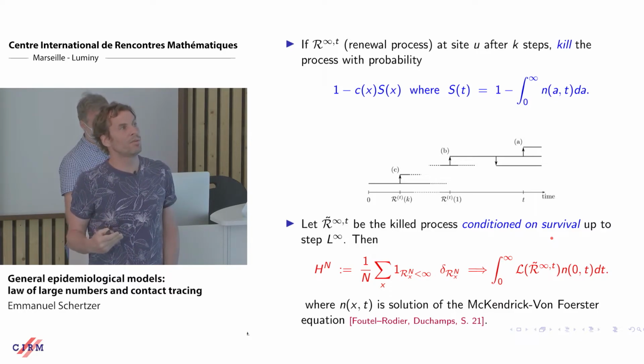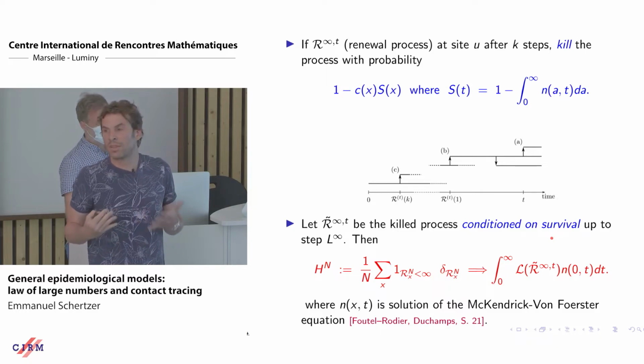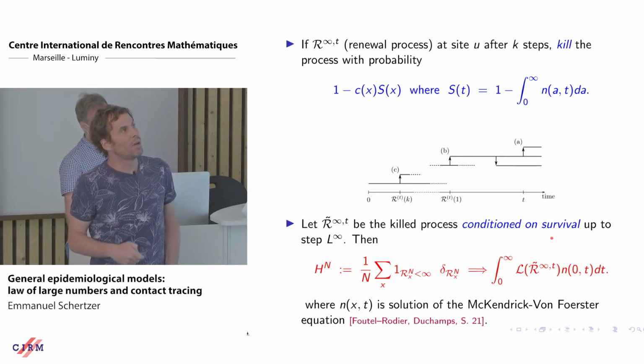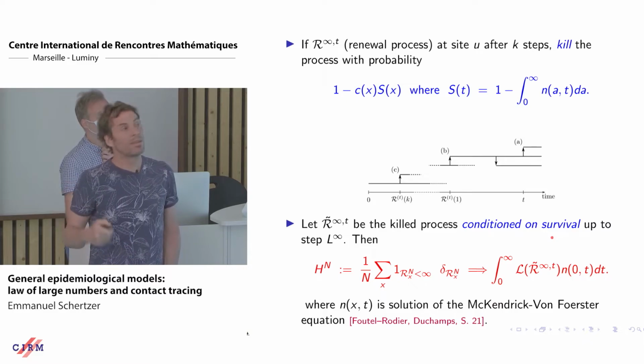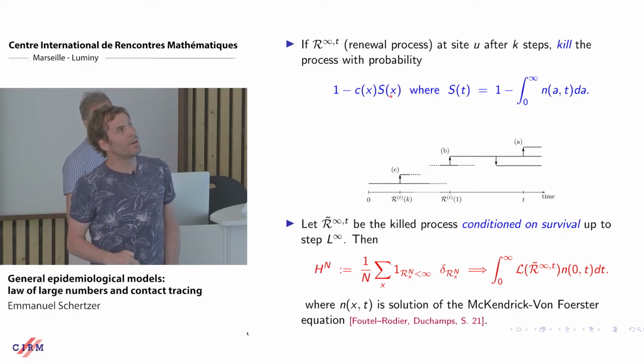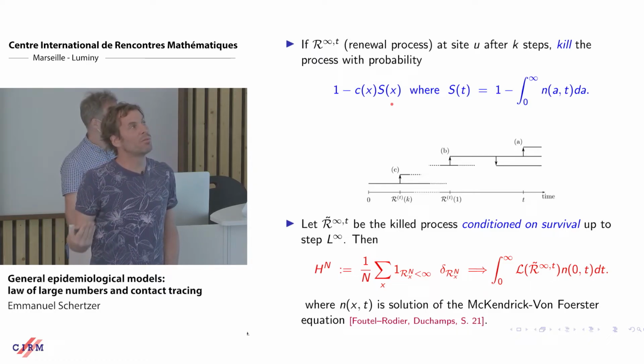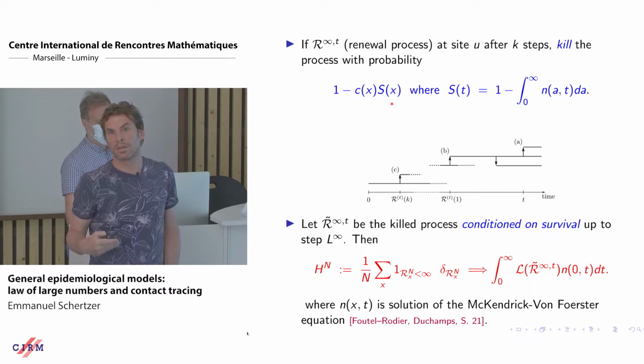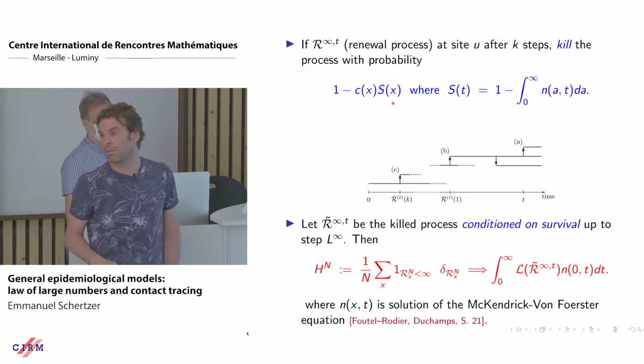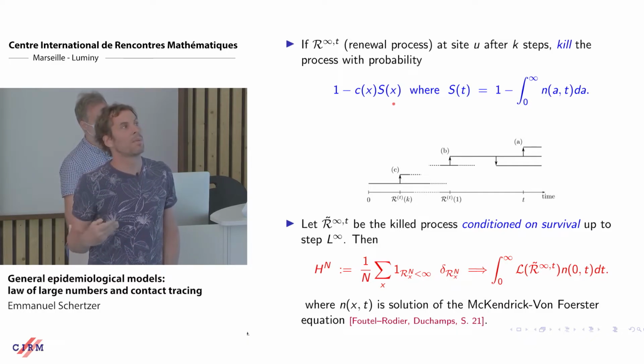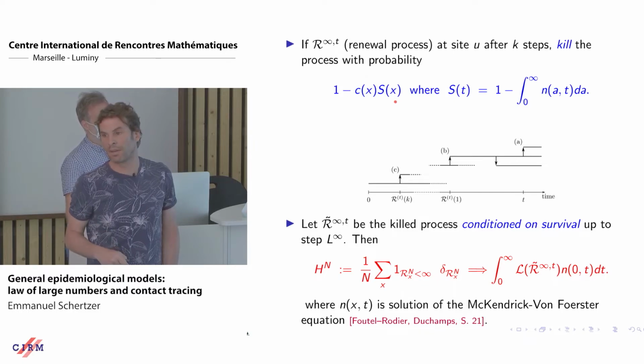From an intuitive point of view, I think this is reasonable, because if you condition on survival, your renewal process will have a tendency to visit sites where this quantity, 1 minus C of x, S of x, is very small. Namely, you will have a tendency to favor infections at times where infections were favorable, namely when C and S were very close to 1. So adding a contact rate and saturation effect into the picture has this tendency of biasing the renewal process of Jagers and Nerman.